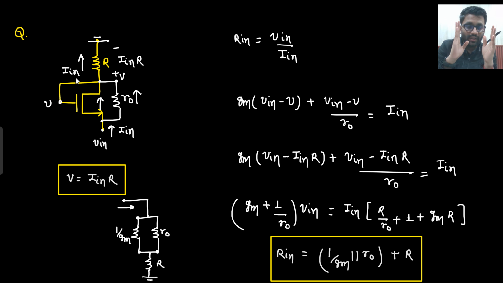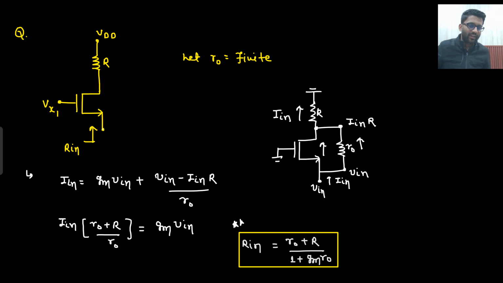You need to give your full concentration to what is happening. Are drain and gate connected to each other or not? If they are connected, then 1 by gm in parallel with R naught plus R. If they are not connected, then R naught plus R divided by 1 plus gm R naught.